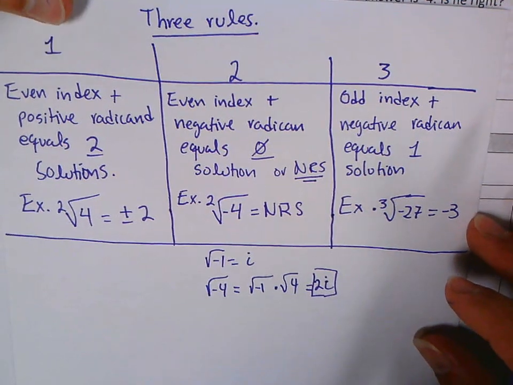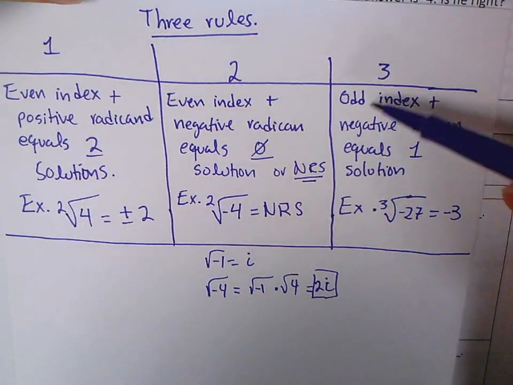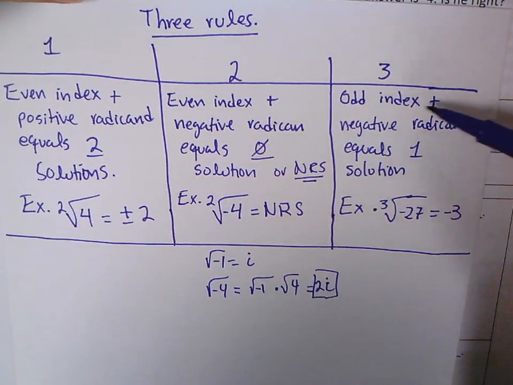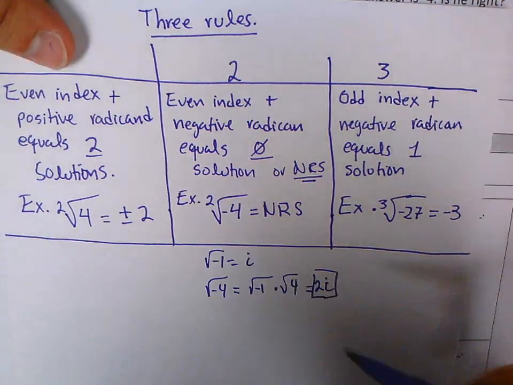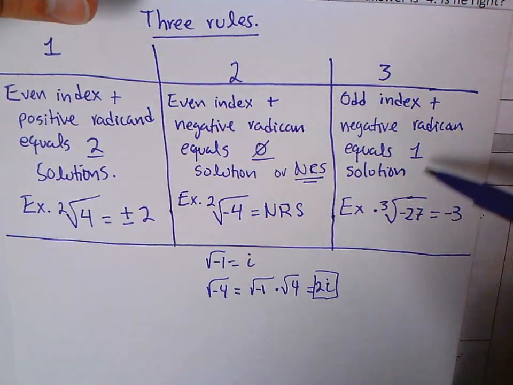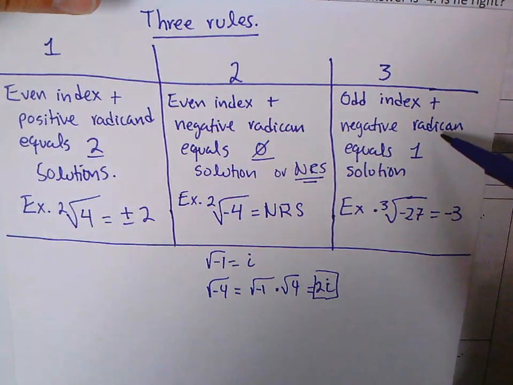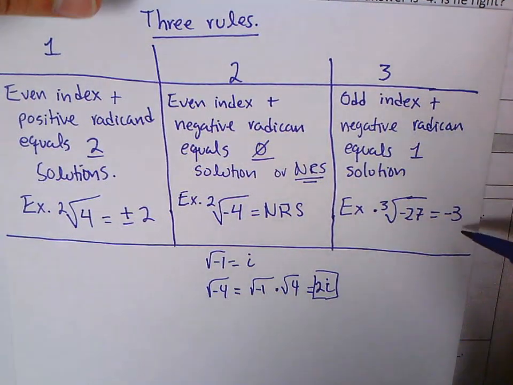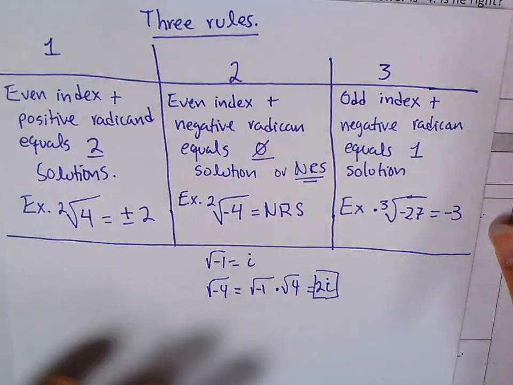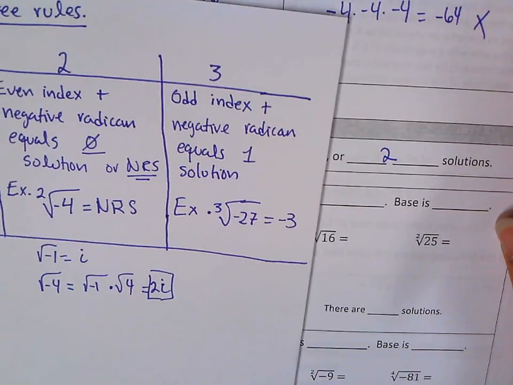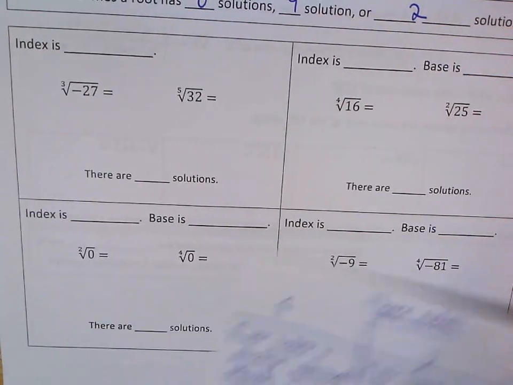Now, the third rule that we have says that if I have an odd index and my radicand is negative, remember that the radicand is the number inside the radical, then you have one answer.